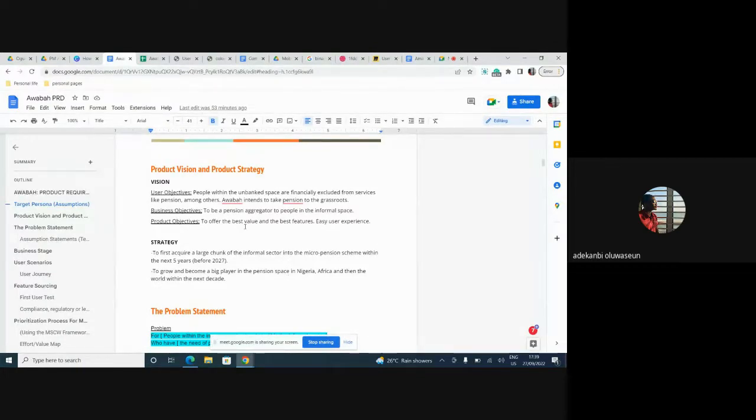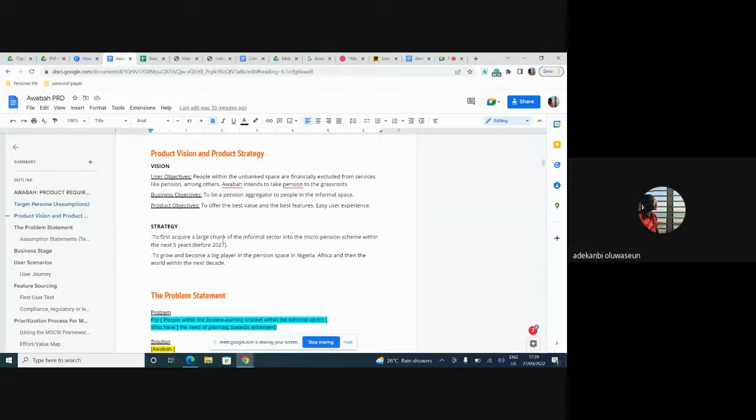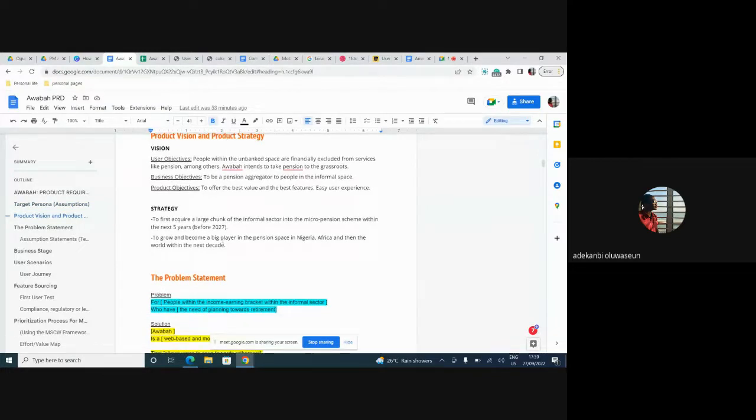So after you look at the product vision, you look at the product strategy. Now, what does the product strategy mean? The product strategy, essentially, is how can we achieve the vision? Strategy is a question of how, right? So I want to make 1 million naira in 1 year. How would you do this? That is where strategy comes in.